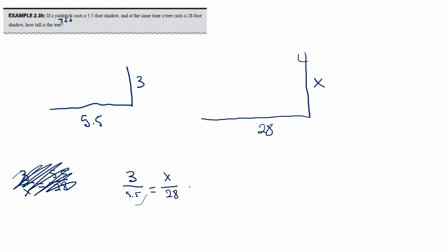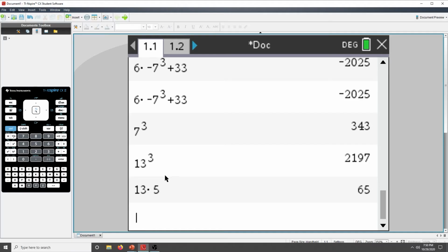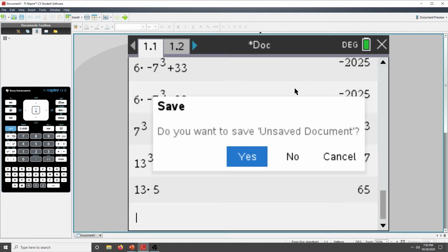So to solve this, we're just going to multiply both sides by 28 in order to find our X. And those will cancel out, and we'll get this. And I'll do this so that you can't see all the math I've done.